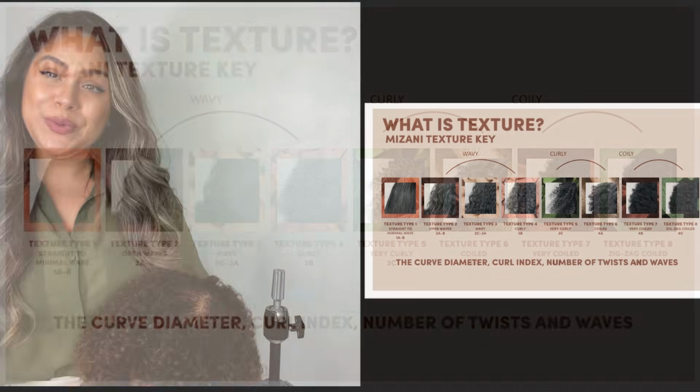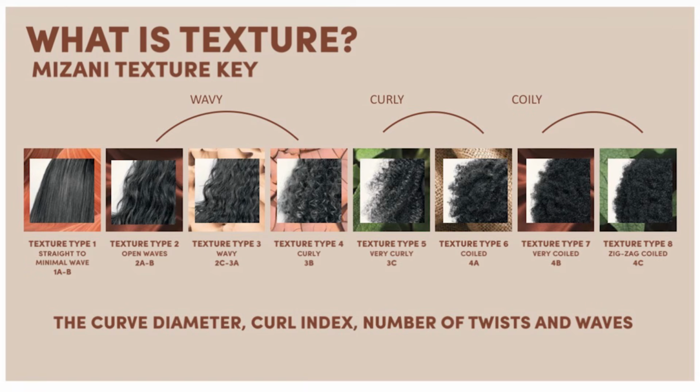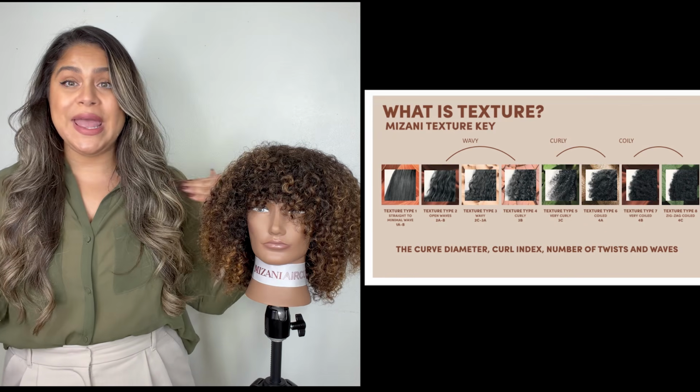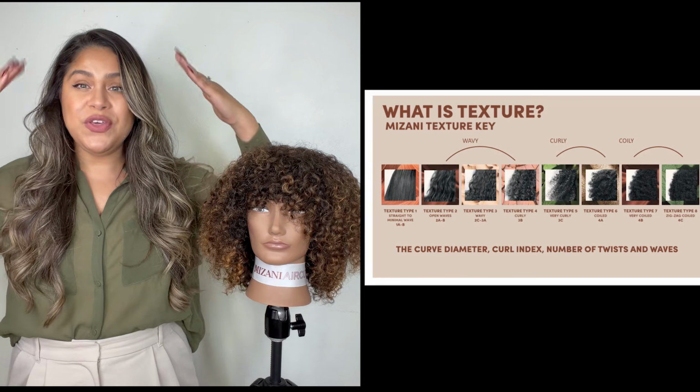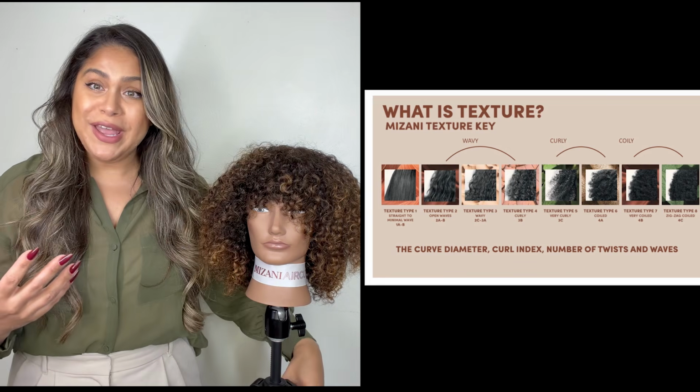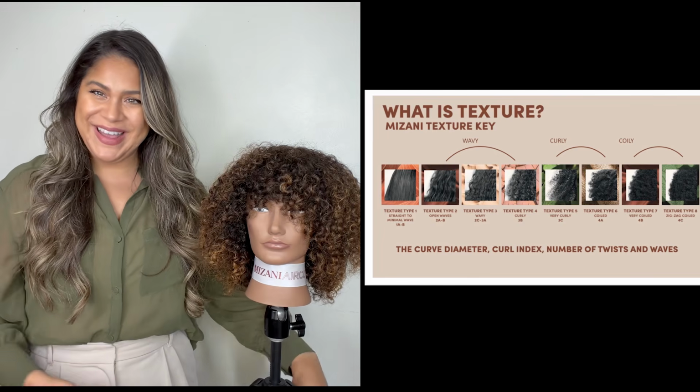So texture types 3 and 4, as you can see on the screen, are going to be more so wavy, starting to get a little bit into curly. So this guest is going to be flat at the crown and their hair will grow triangular. When you think about what haircut this client might want, when your hair is growing triangular, you might want to reduce the triangle, right?